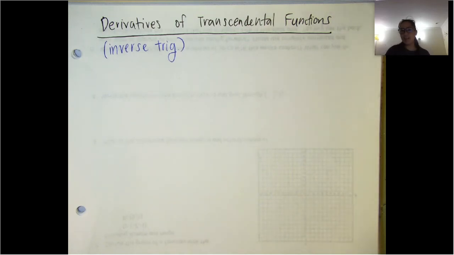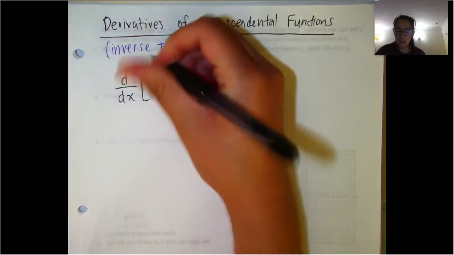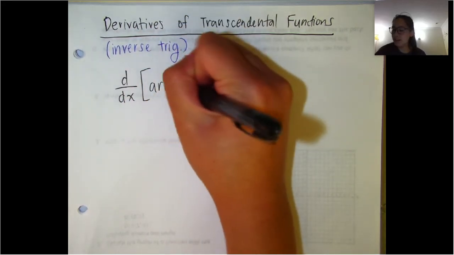Today we're going to be talking about derivatives of transcendental functions still, but now we're going to be talking about specifically the inverse trigonometric functions. Okay, so I'm going to write out each of the derivatives of the inverse trig functions. So first it's going to be arcsine. So I put arcsine of x.